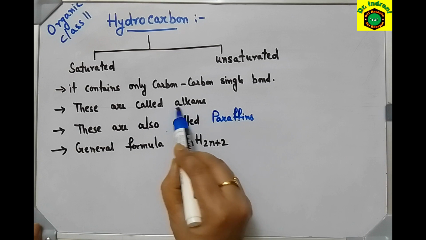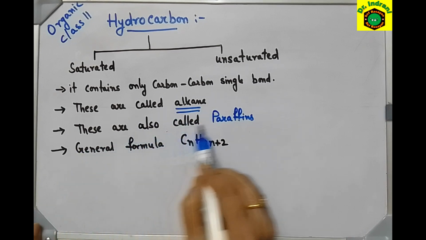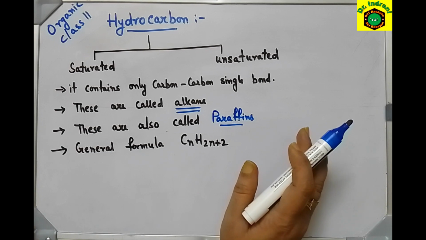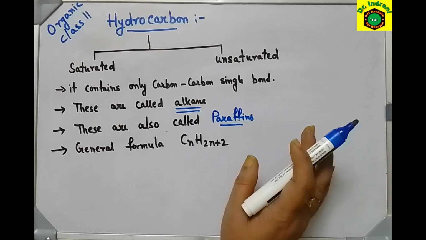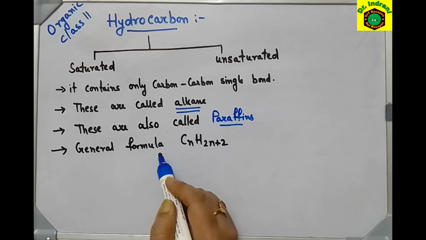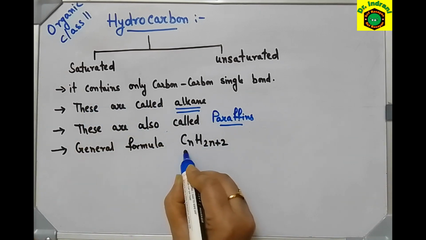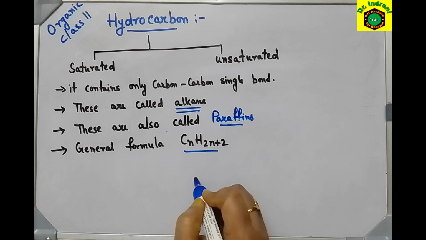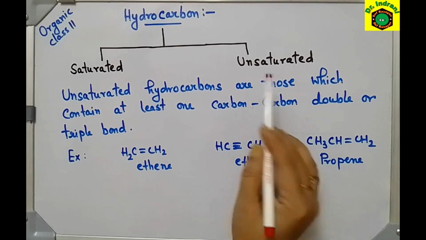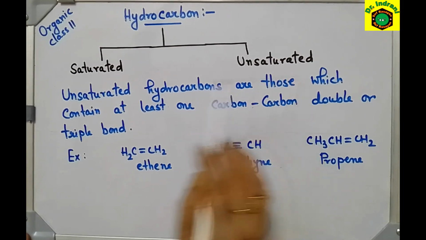These are called alkanes. These are also called paraffins, because these are little reactive towards chemical reactions. The general formula of saturated hydrocarbon is CnH2n+2. Now, what is an unsaturated hydrocarbon?